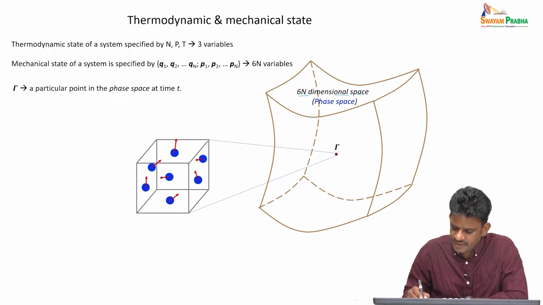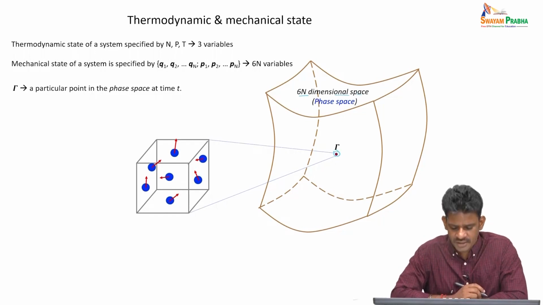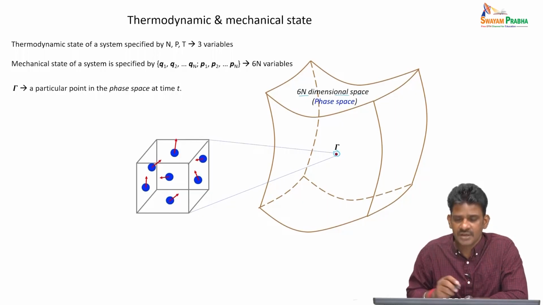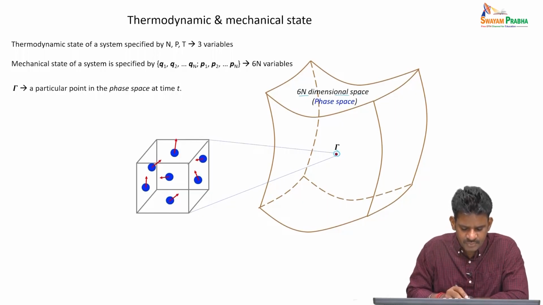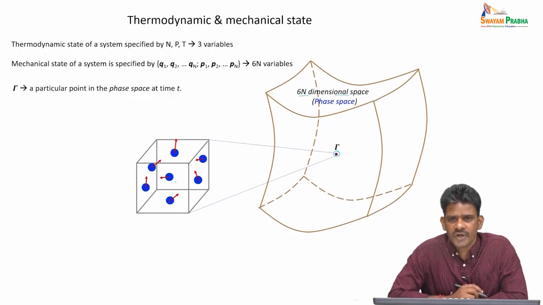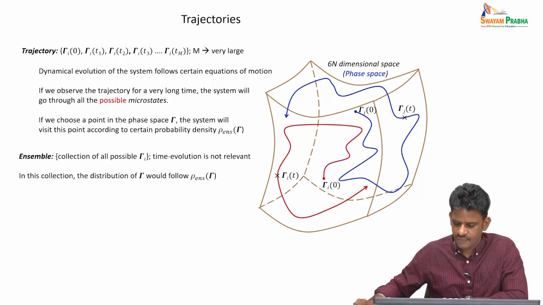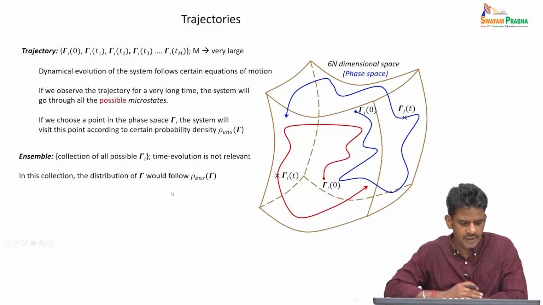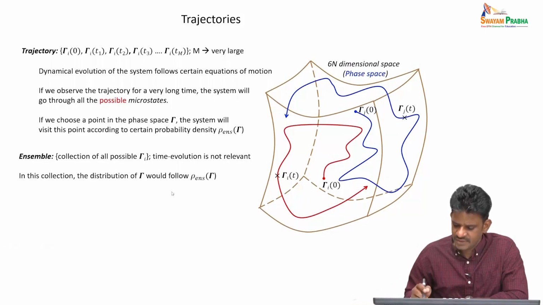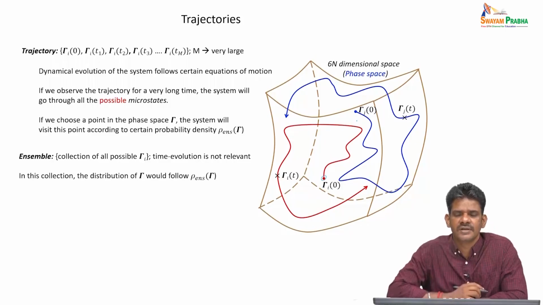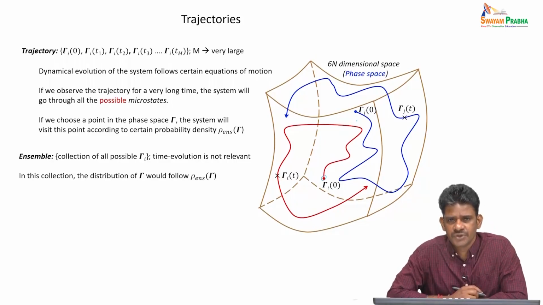So any point in here, shown here as a red dot, would have all the information at that particular point with regard to the particle positions and their momenta or velocities. What we have to do is think about how the system evolves through the phase space, through some equations of motion or through some sampling scheme. That is what we call a trajectory.